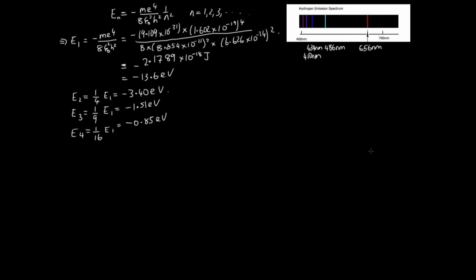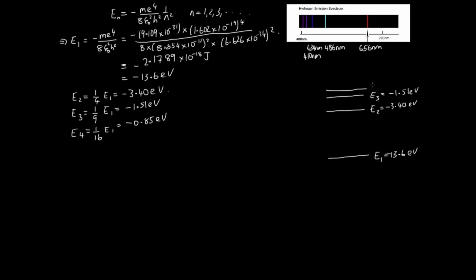So what we can do is draw a little energy diagram over here. Here's E1, which is minus 13.6 electron volts. E2 is equal to minus 3.40 electron volts. Then we've got E3, which is equal to minus 1.51 electron volts.